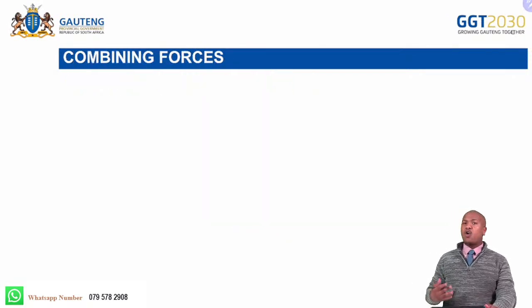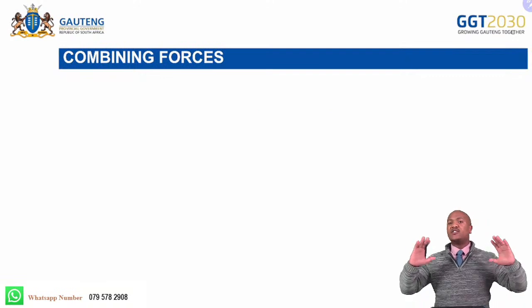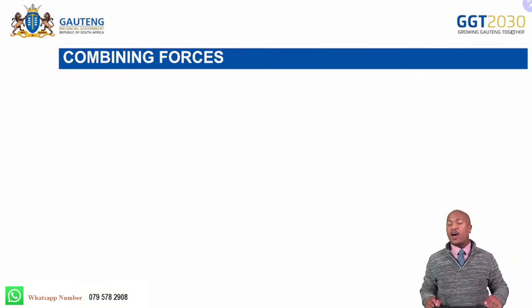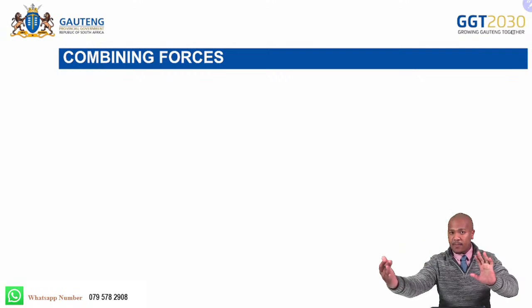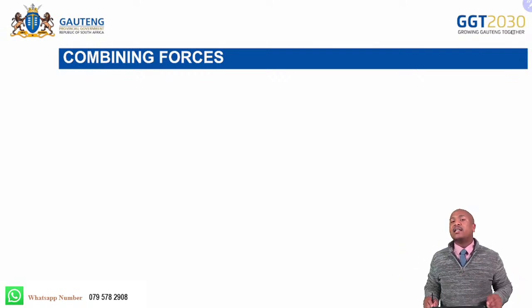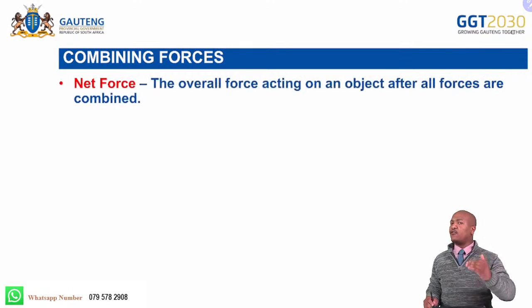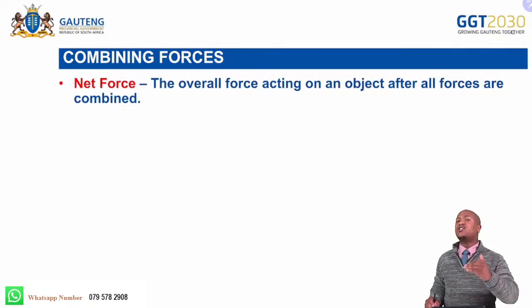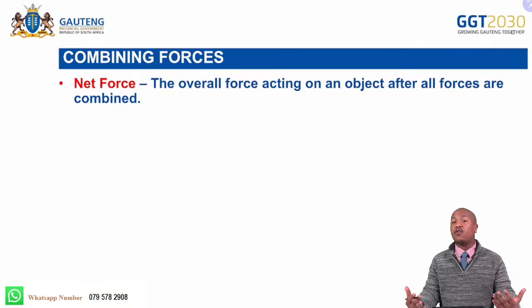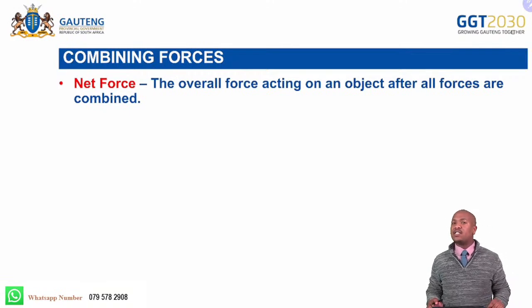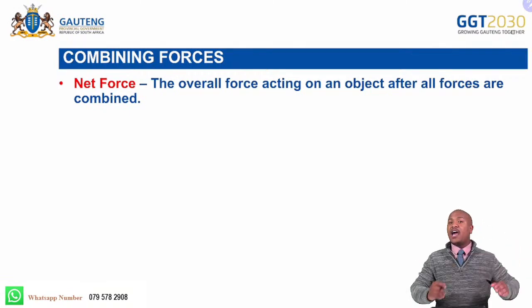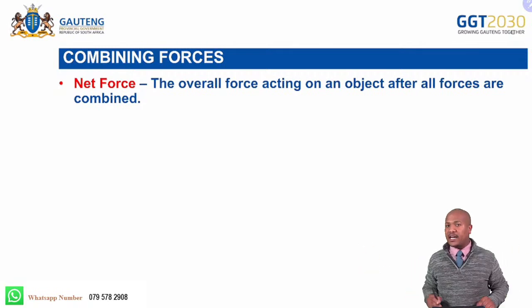So now, combining forces. We said that forces act in pairs. For every action, there is a reaction. So now, there becomes a net force. What is this net force that I'm talking about here? A net force is the overall force acting on an object after all forces are combined. Sometimes there can be forces in the same direction and forces in opposite directions.